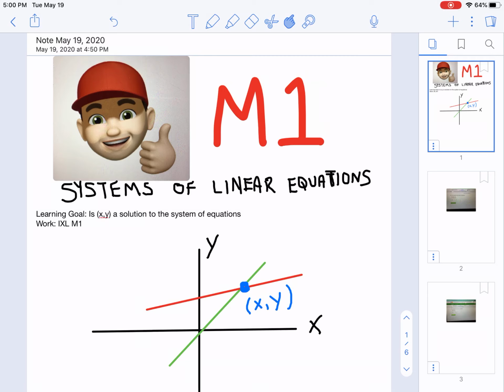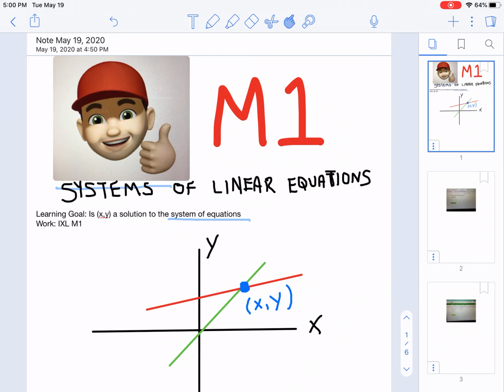Okay, today we're starting a new unit called Systems of Linear Equations. Now when we talk about one linear equation, that's just a linear equation. But when we talk about more than one linear equation, this is a system of linear equations. Our learning goal today is to find, is the point x, y a solution to the system of equations? And that means, is the point on both lines?